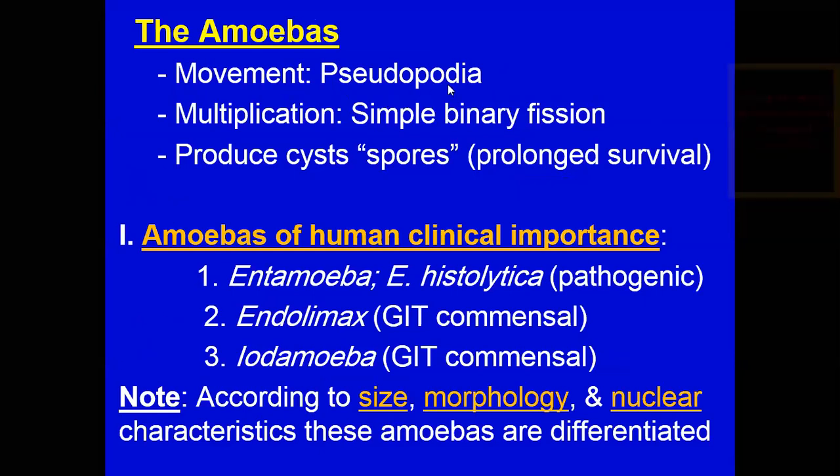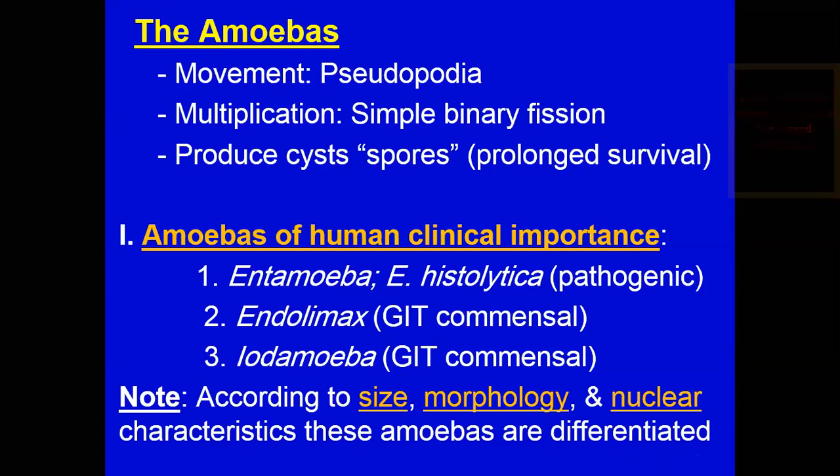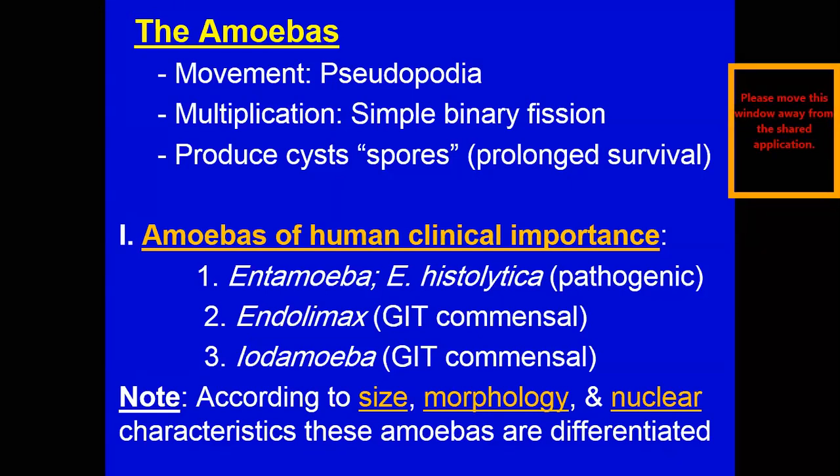The amoebas move by pseudopoda, الأرجل الكاذبة, and they reproduce by simple binary fission, وتنشطر إلى اثنين. They can produce spore-like forms just to prolong their survival. الأميبا من تشوف الظروف غير مؤاتية تتحول من تروفوزويت إلى سيست. من الظروف ملائمة water temperature إلى آخره يتحول السيست إلى التروفوزويت.